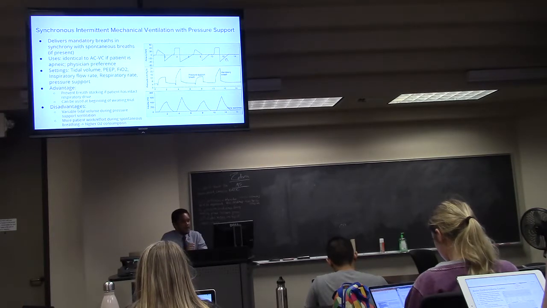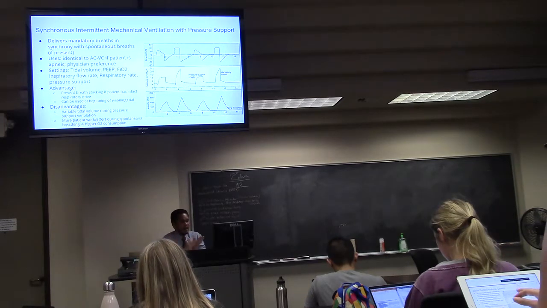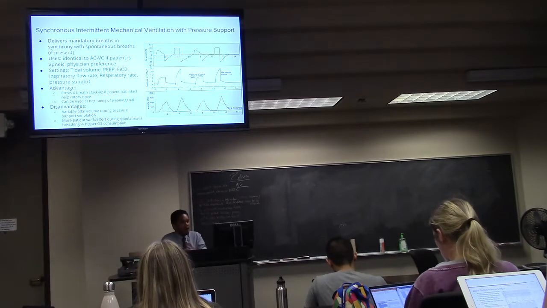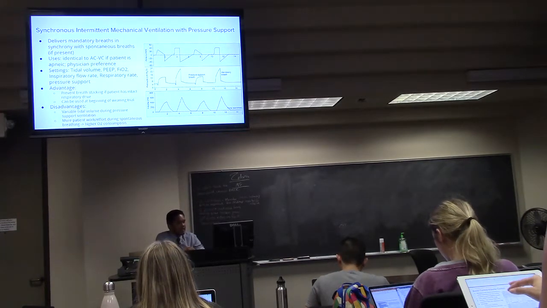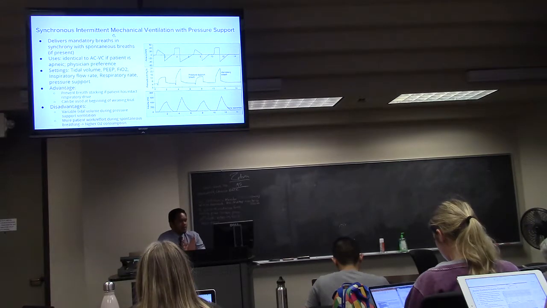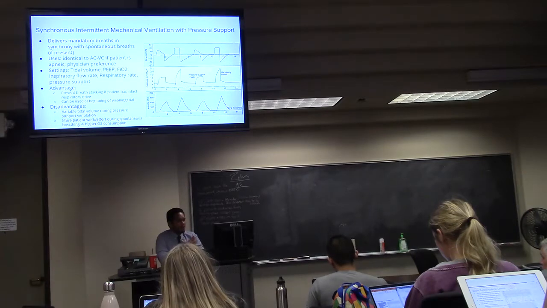Because what you do with SIMV is you give a set amount of rate and a set amount of volume. Now if the patient is not triggering a breath or not breathing, then the machine will act as a volume control and will deliver those mandatory breaths. However, if you have a patient that is slightly sedated, is able to breathe, you can then do this SIMV, because what the machine will do is try to synchronize the patient's spontaneous breaths with the mechanical breaths, so that the patient will not get too excessive an amount of breath.